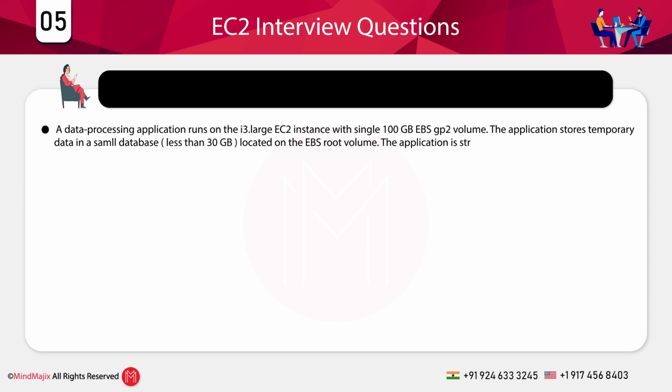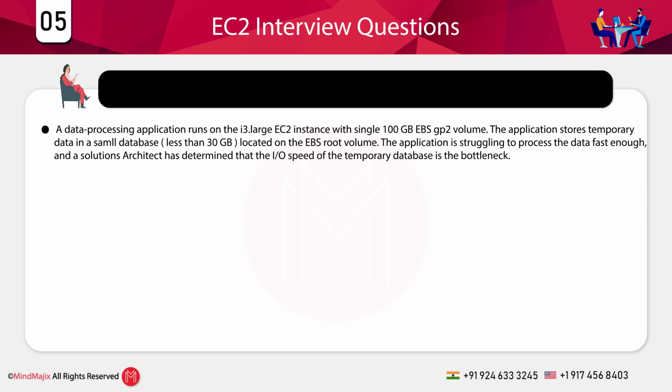The application is struggling to process the data fast enough. Okay, and the solutions architect has determined that the IO speed of the temporary database is the bottleneck. So the temporary database is the culprit. What is the most cost effective? Here we have to think about cost effectiveness. Maybe performance is not so good, but here they specifically mentioned cost effective.